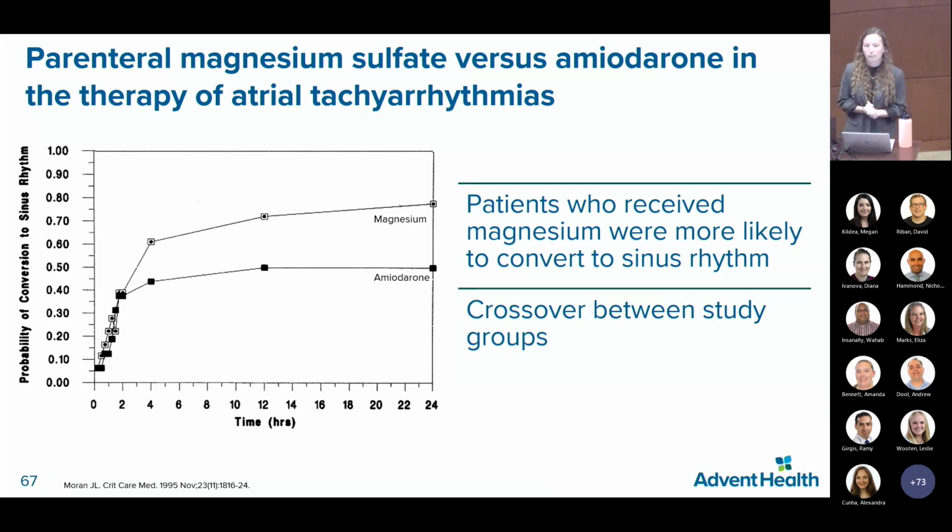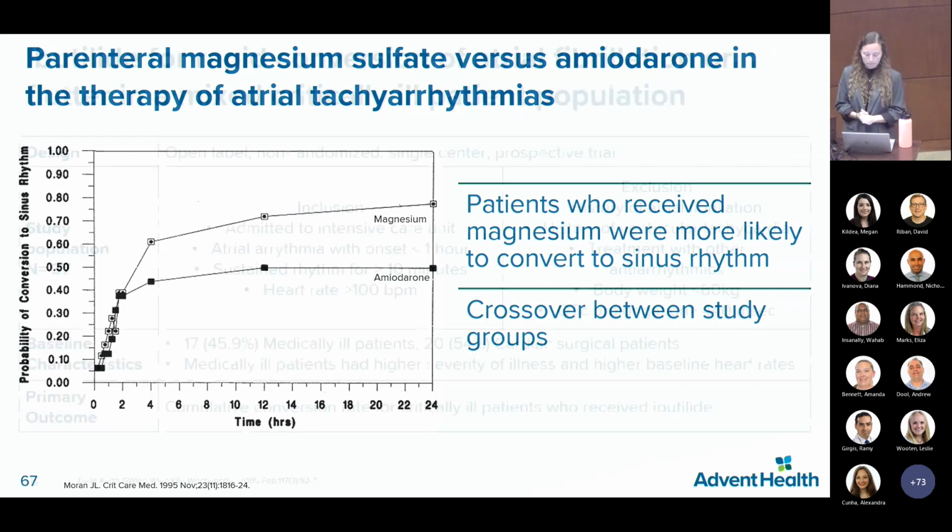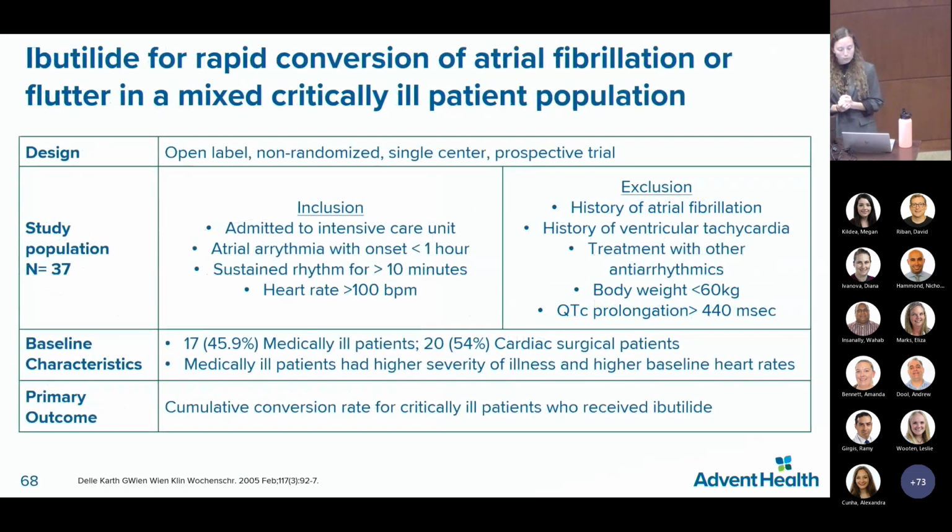So what other agents have been looked at in this patient population? Albuterol is a rarely used drug, but has been looked at for its use in critically ill patients. This study was an open-label, non-randomized, prospective trial conducted at a single center to assess the use of albuterol for atrial fibrillation in the ICU.